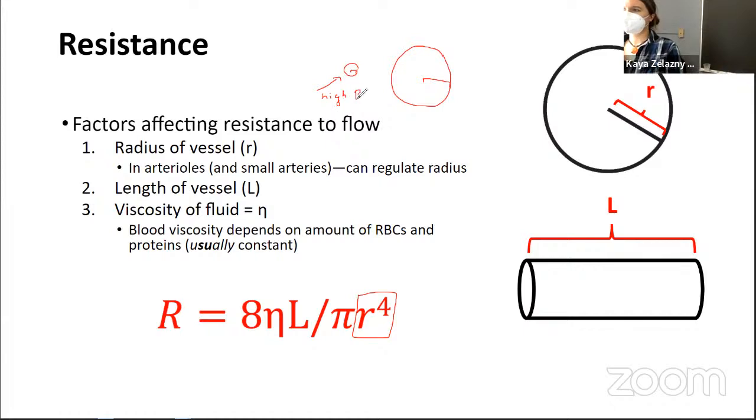So if we want to increase the resistance of a blood vessel, increase the resistance of our system, we're largely going to do this by changing the radius of our blood vessels. We're going to decrease that radius to increase resistance. Are we going to have to memorize these equations? Definitely not this one. I'm thinking about the other one.